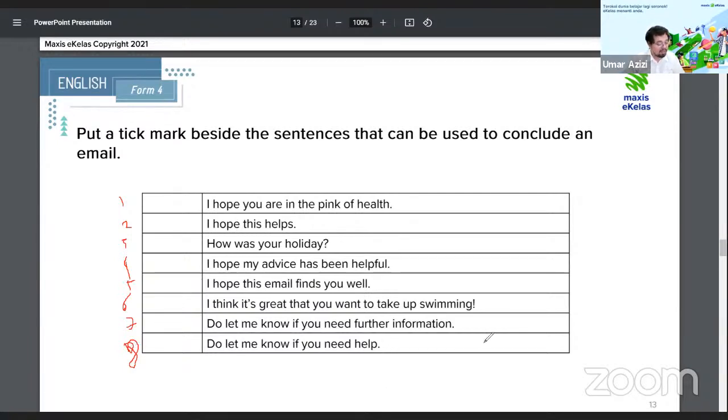We've seen this being used, and this is 2, 4, 7, and 8. So 2, 4, 7, and 8. Let's see. Number 4 is yes.